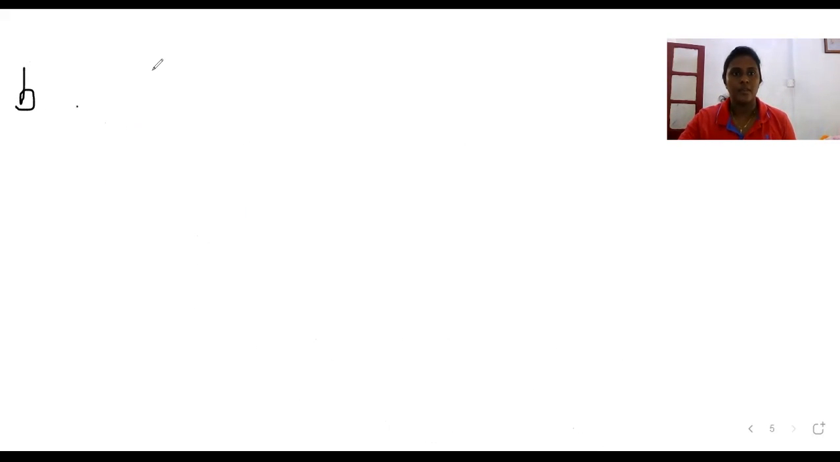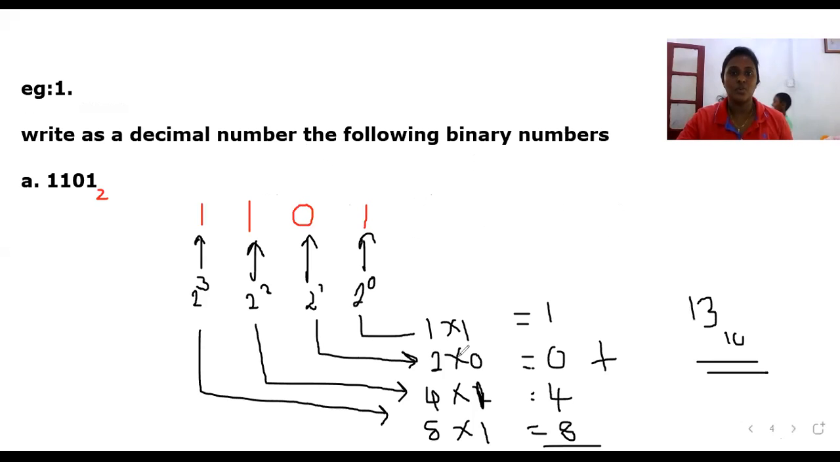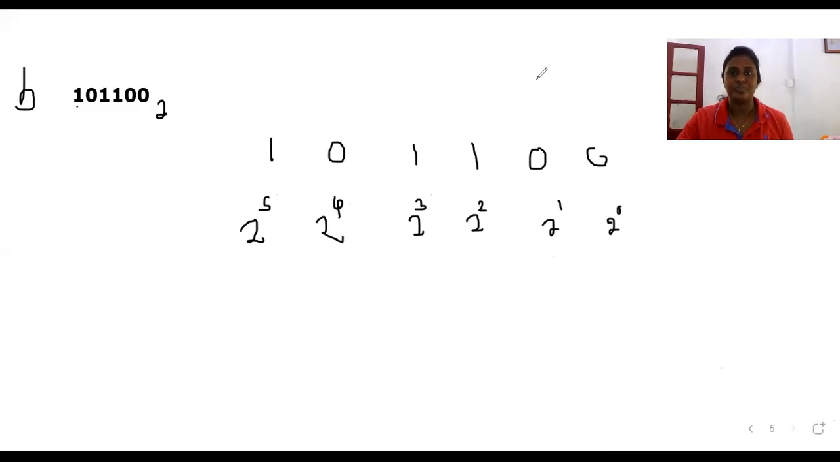B. Think you're given 101100. This is a binary number. Then how to do it? With a gap, you write these numbers. So this is 2 to the power 0, 2 to the power 1, 2 to the power 2, 2 to the power 3, 2 to the power 4, 2 to the power 5. Once you practice writing these, no need to have arrow marks like this. Straight away you can do it.